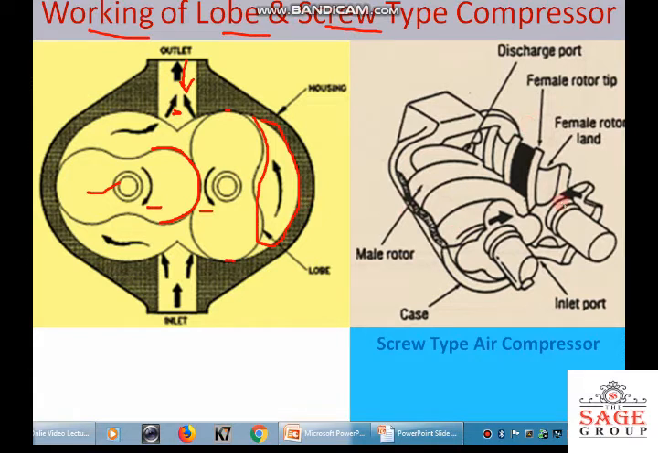You can see another example, which is the screw type of air compressor. Here there are two rotors. This is the inlet portion. This is the discharge port, the female end of the rotor, and this is the tip of the female rotor. Similarly there is the male rotor and the casing.